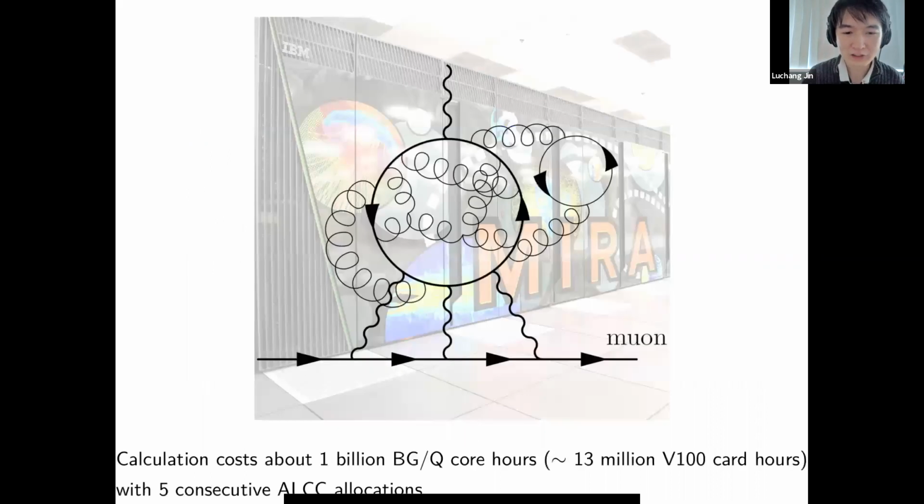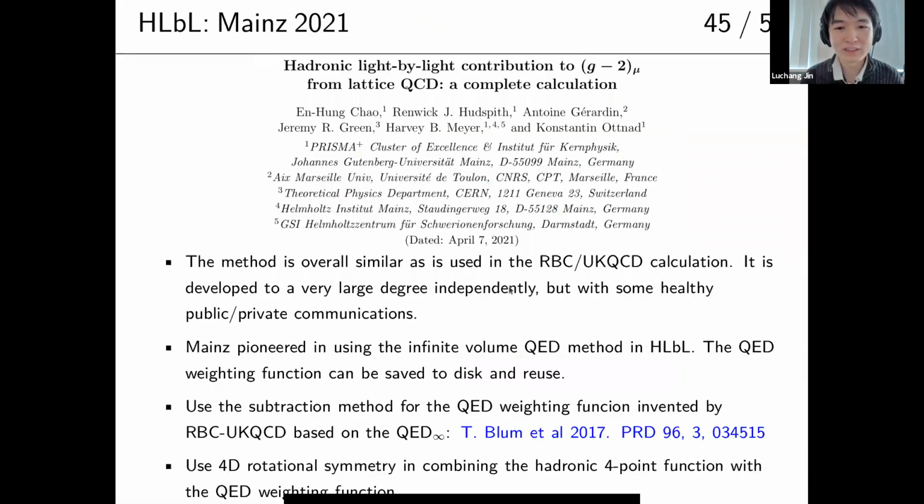Also, this calculation has cost about 1 billion BGQ core hours. It's mostly performed on Mira. And also, very recently, on the same day the experiment announced the values, the Mainz group, which has been working on the light-by-light calculations for a very long time, independent from us, released their result. They are using a method which in major part is very similar to ours, but it also has some very nice differences. So their systematic errors are also quite different from our results.